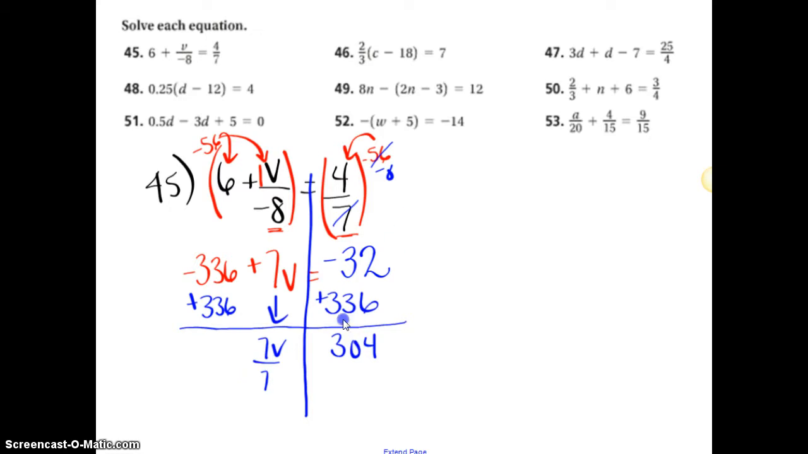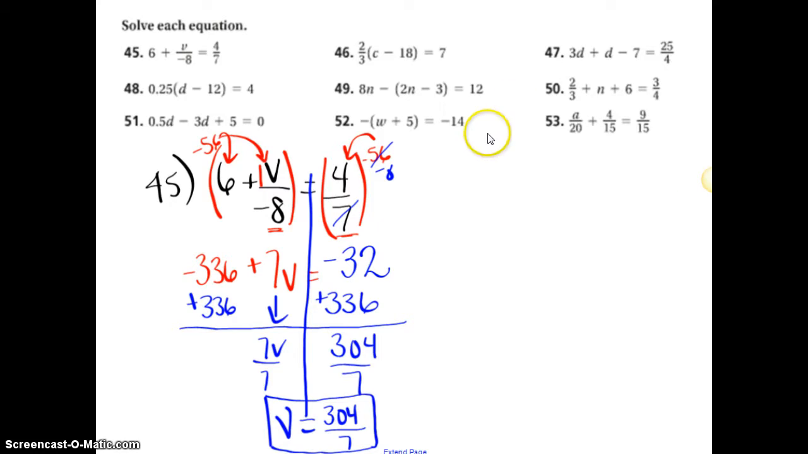There, I got 304, brought down my 7 V's, so I divide by 7, and you say, oh my word, what is this? Well, it's just an ugly fraction, but that's totally fine. You just leave your answer as 304 over 7. You don't grab your calculator and get like 43 point something. You just leave it as an improper fraction. That's good enough. There it is.